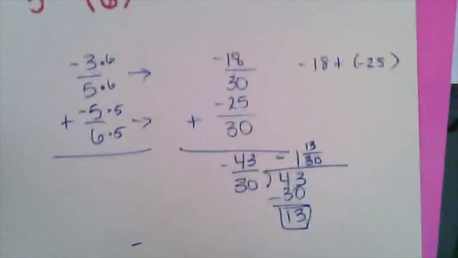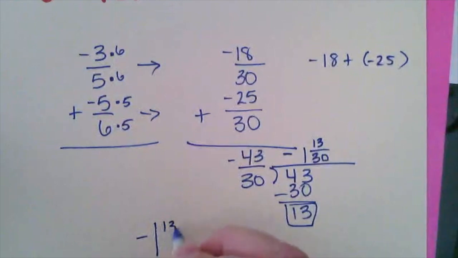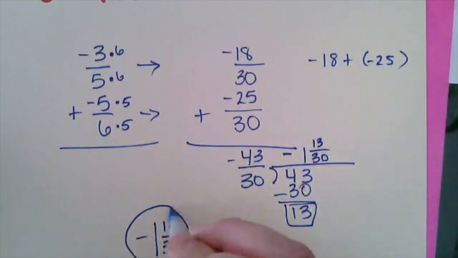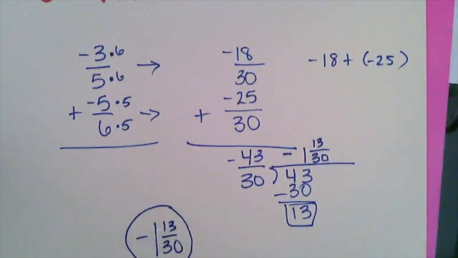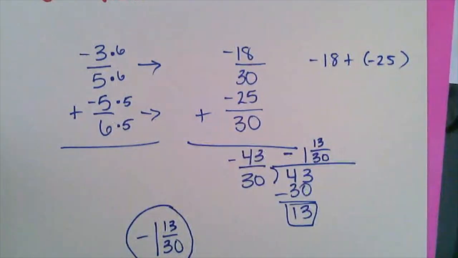negative 1 13/30. Remember, this is an entire negative number here. Not just the 1 is negative. It's 1 13/30 as a negative. So negative 1 13/30.